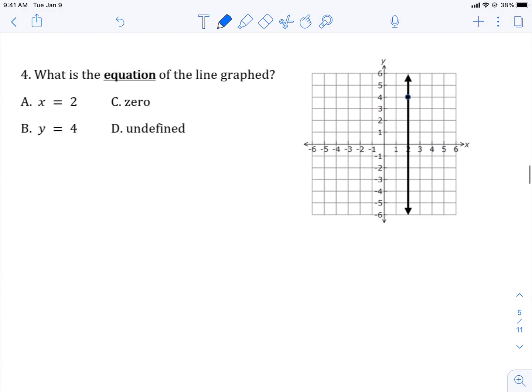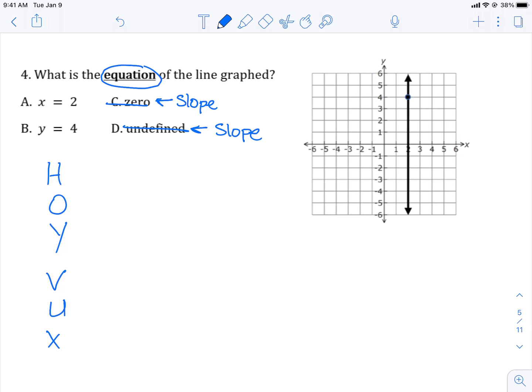Okay, looking at the next one. What is the equation of the line graphed? Well, C is a slope. D is a slope. So we can eliminate those two answers because they're not equations. Now, this is a vertical line, so we want to look at the x, which means it's an x equals equation, which means my answer is A.